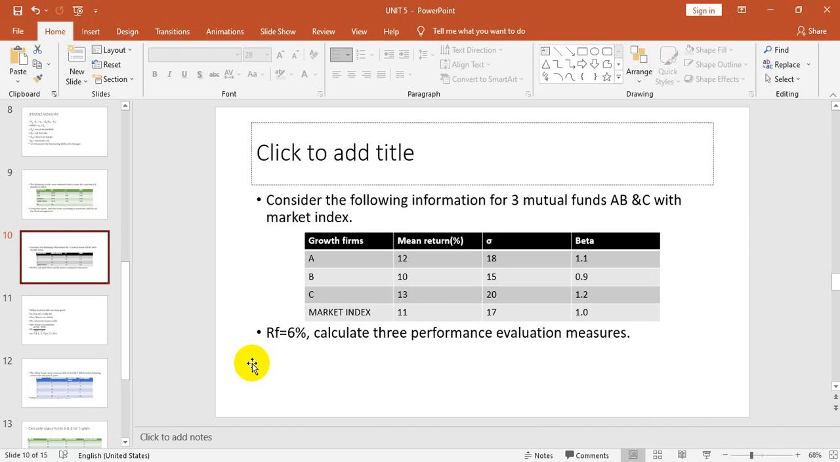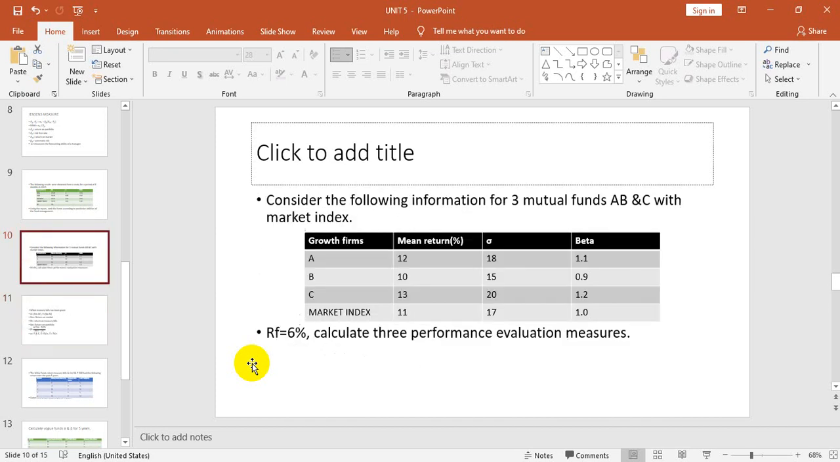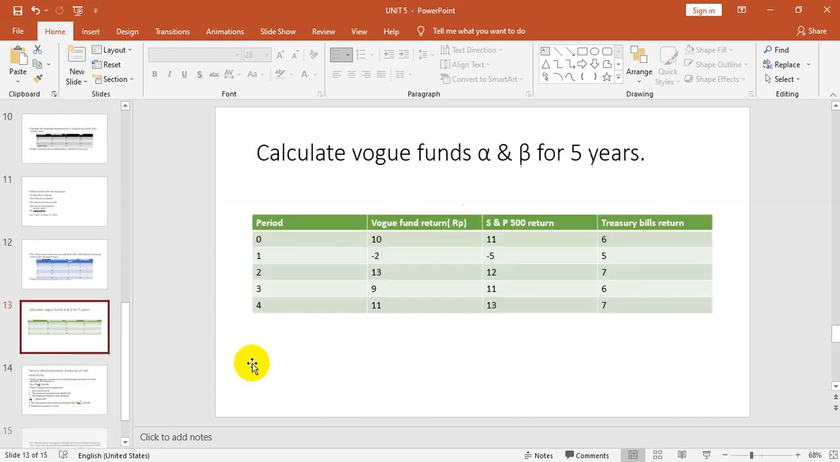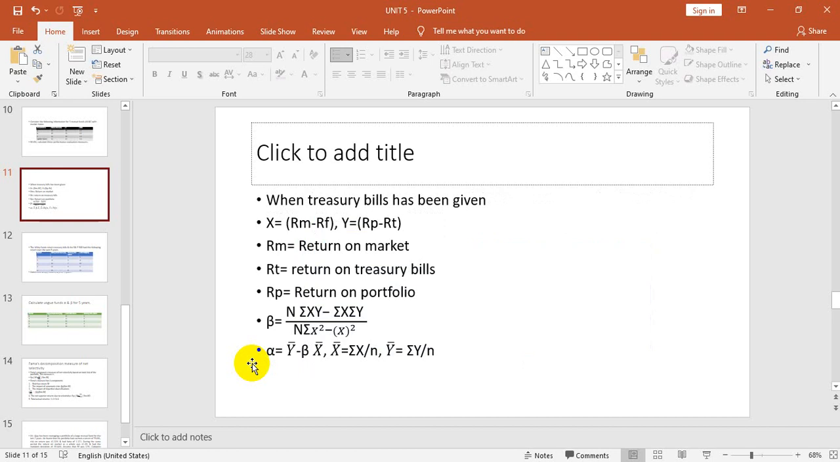So with this I'll wind up the class. In my next class I'm going to explain the third method. Okay, and a little bit of variation is also there in your Jensen method. There is a variation.